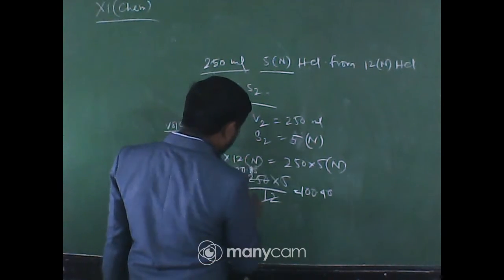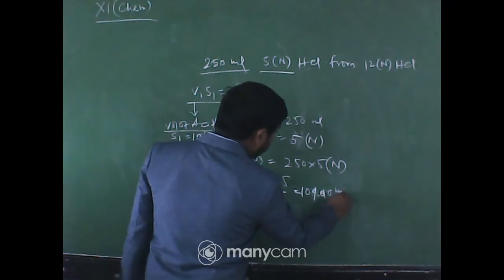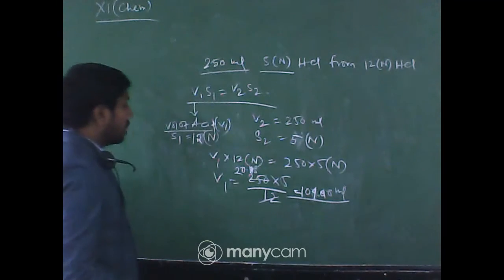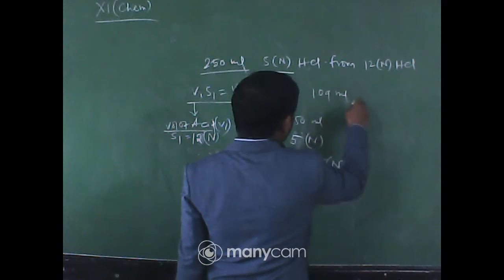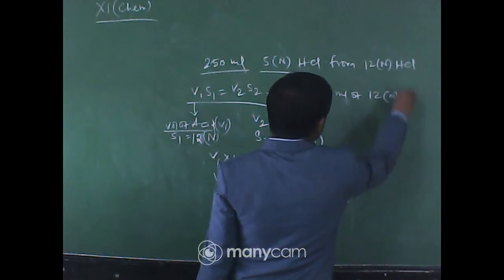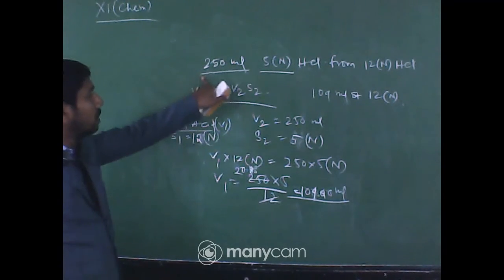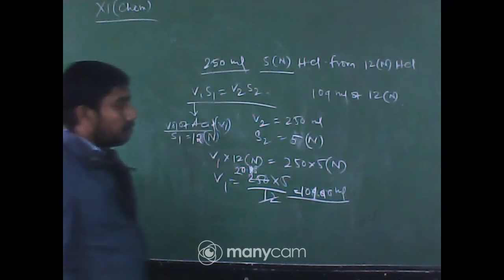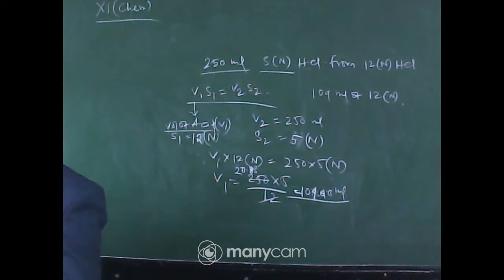12.8, yes, 12.8. So it is 104. 104 ml of concentrated acid, 12 normal, should be taken, and the volumetric flask should be of 250 ml, and previously the water should be there, otherwise when we add water to acid it is an explosive reaction.